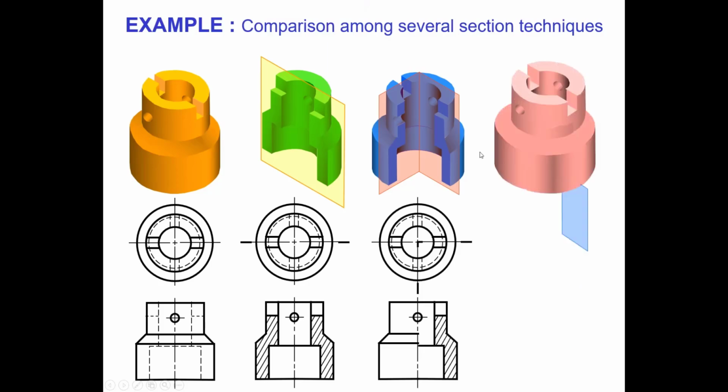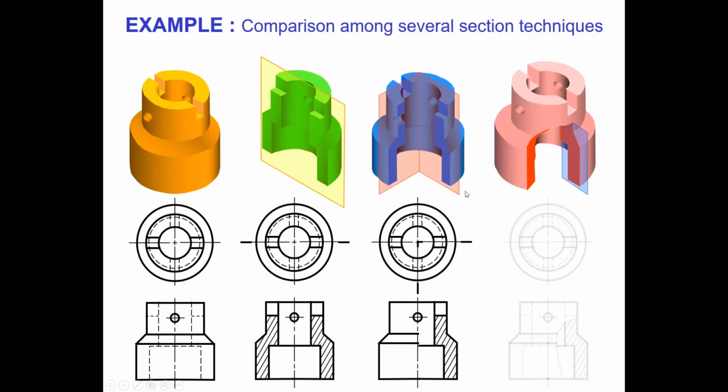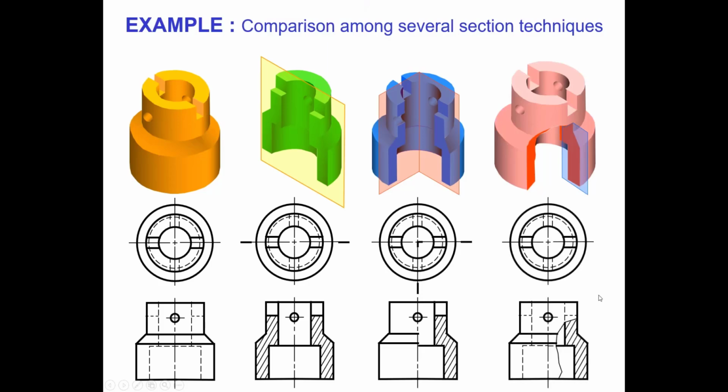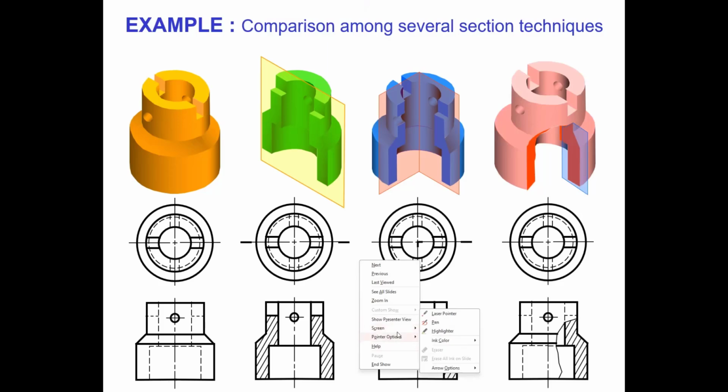Another one is the broken-out section. Only the portion, the region we want, we hammer it to break it, and then get this portion only. So it looks like that. Okay, you can make a comparison. All right, the full section is actually not showing clearly.